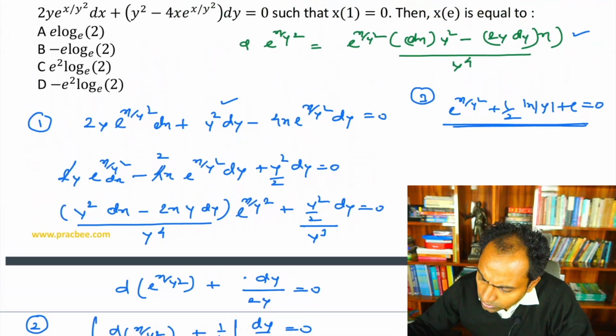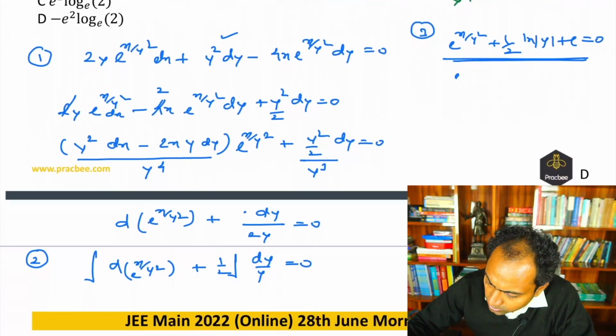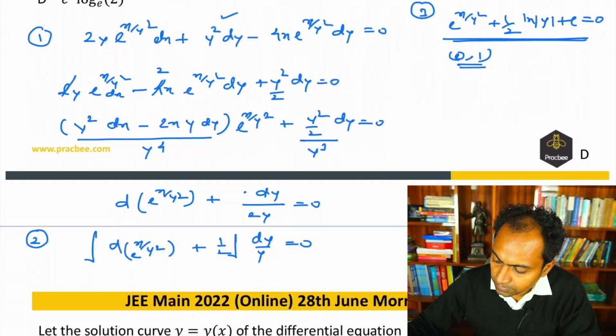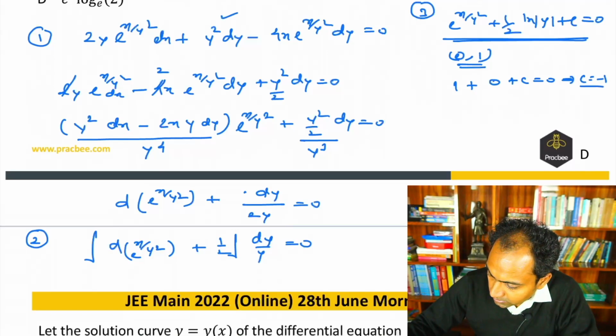Now let us go back to the question. The question says that y is equal to 1 when x is equal to 0. So it passes through 0, 1. If I put 0, 1 here, I will be able to get the value of the constant term. So this part will become 1. This one will become 0. So the value of c from here comes out to be minus 1.